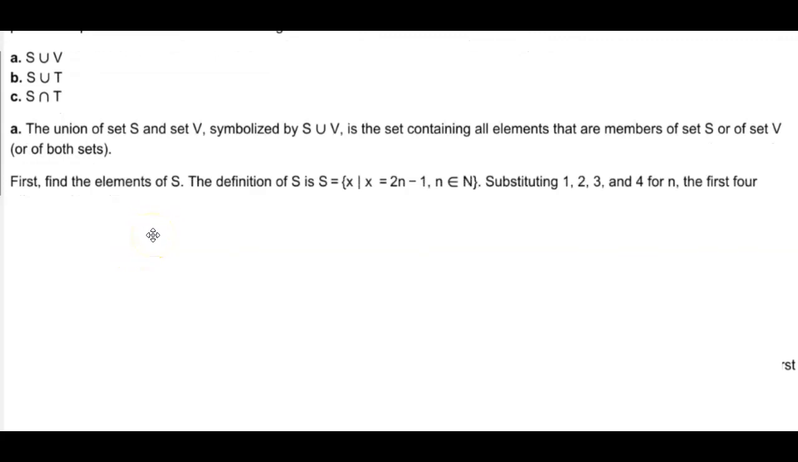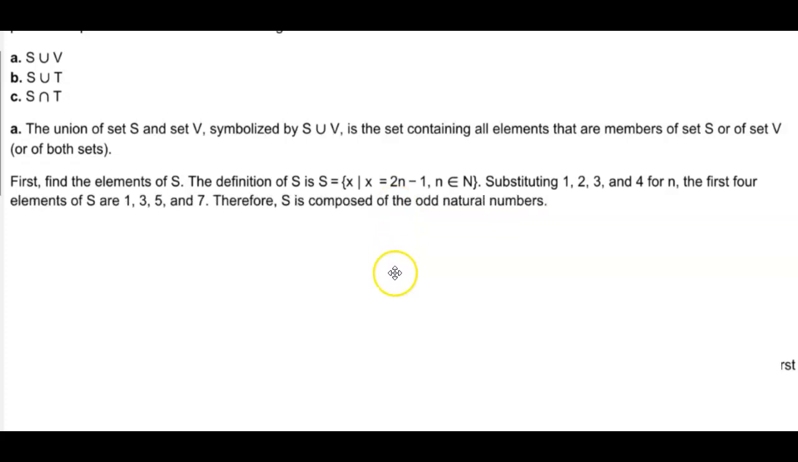Now we want to first find the elements of S. The definition of S is all x such that x is equal to 2n minus 1, where n is a natural number. So let's put in the first values to complete that sentence. If we let n equal 1 for the first natural number, then we would plug that in. We would say x is equal to 2 times 1 minus 1. Well, that gives us 2 minus 1, which is equal to 1.